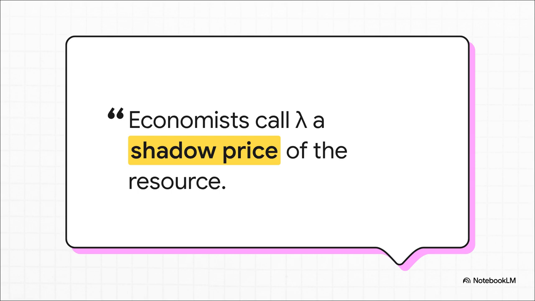And this is why economists have such a cool name for it. They call lambda the shadow price. If your constraint is a budget, lambda is how much more happiness you'd get from an extra dollar. If it's a limit on production, lambda is the extra profit you'd make if you could produce just one more item. It reveals the hidden economic value of the constraint itself.